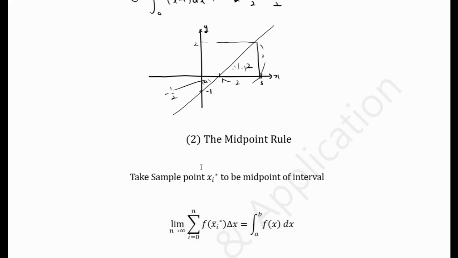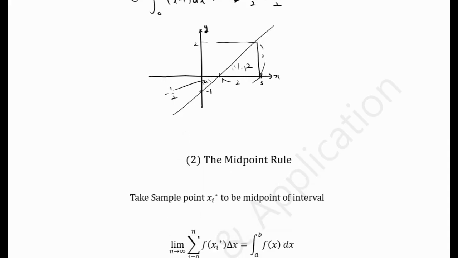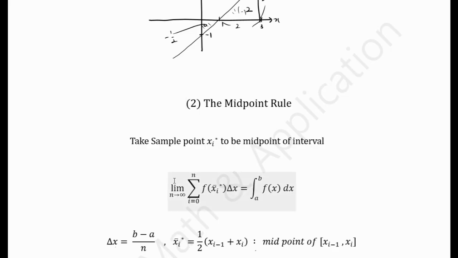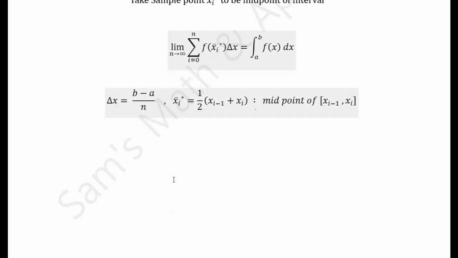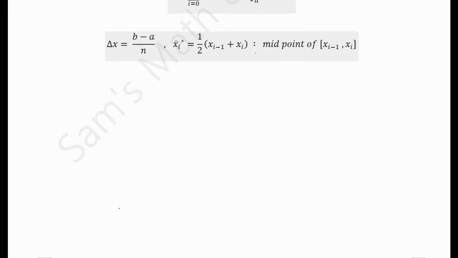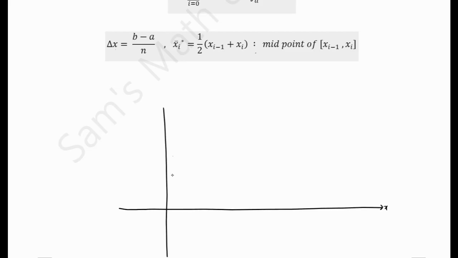So the next topic is the midpoint rule. The midpoint rule means we select the sample point to be the midpoint between xi and xi plus 1. I will take an example. This is x and this is y, and the curve is like this. For example, this is A and this is B.